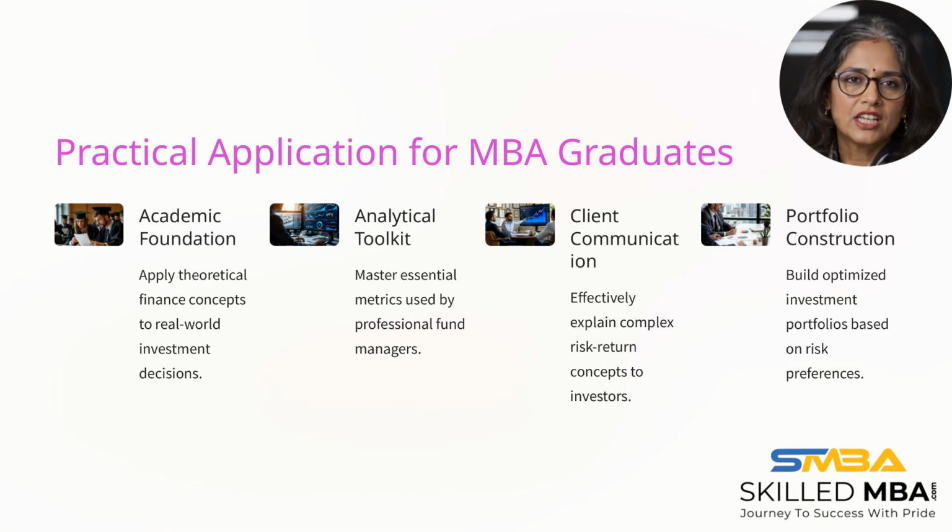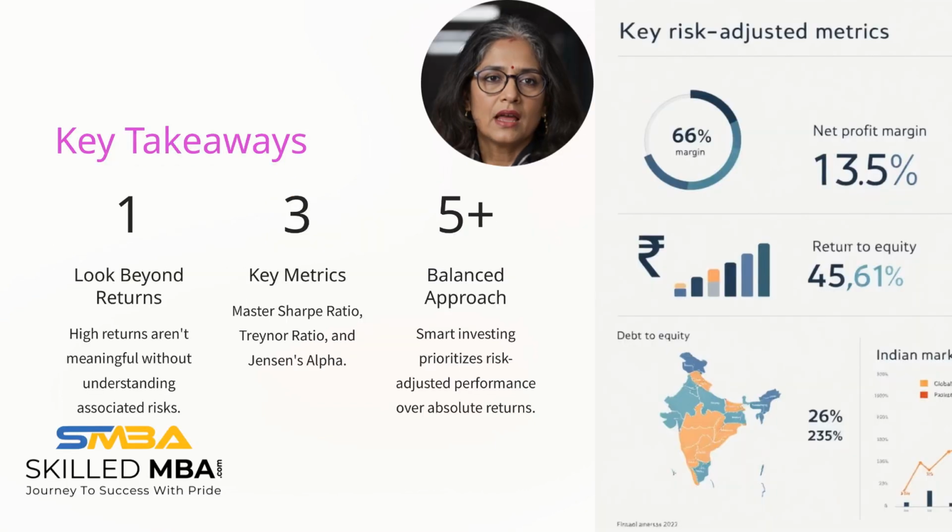Effective client communication is key to explaining complex risk-return concepts, while constructing optimized portfolios based on risk preferences enhances investment strategies. High returns are insufficient without assessing associated risks. Master key metrics like Sharpe Ratio, Treynor Ratio, and Jensen's Alpha to evaluate risk-adjusted performance. Prioritize a balanced approach, focusing on risk-adjusted returns rather than absolute gains for smarter investing.